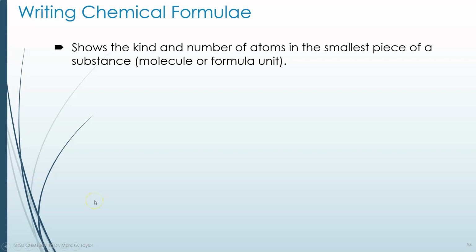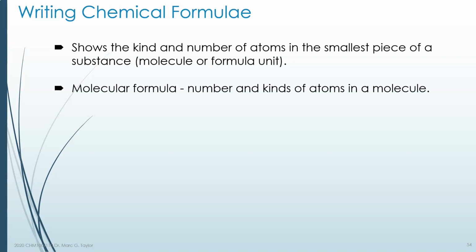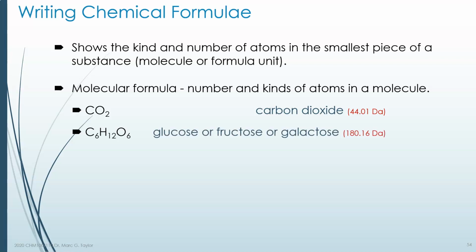Now, whenever you're writing the formula for a compound, you need to show the kind of atoms, which atoms are in the formula, and how many of each. And you can do that in a number of ways when you're naming it, but when you're writing the formula, you just write how many of each are in it. A molecular formula will show the number and kinds of atoms in a molecule. So, for instance, we have small molecules like carbon dioxide, CO2, 1 carbon, 2 oxygens.